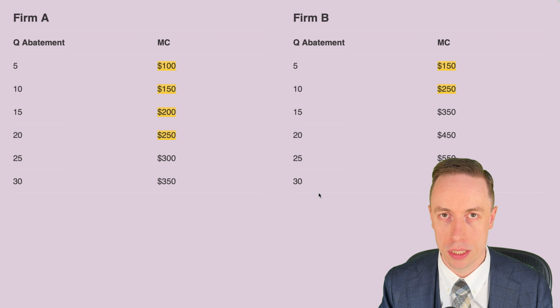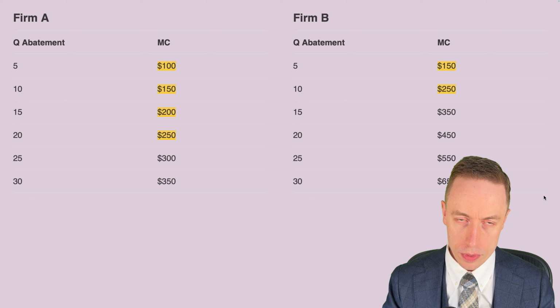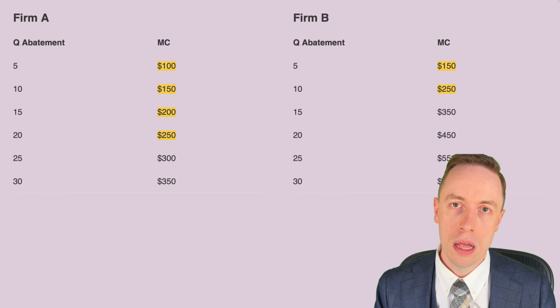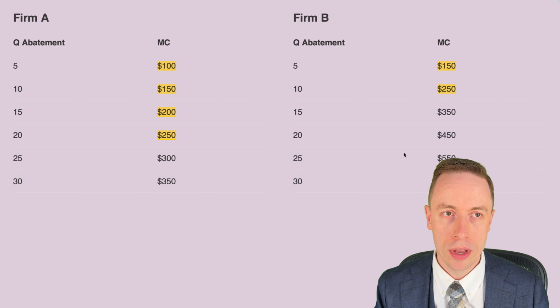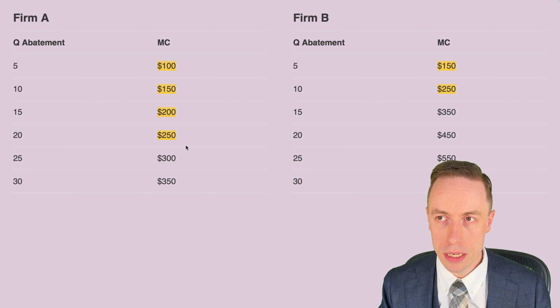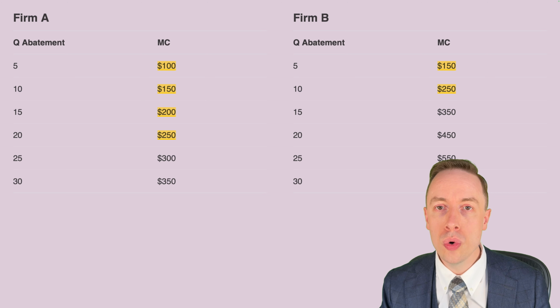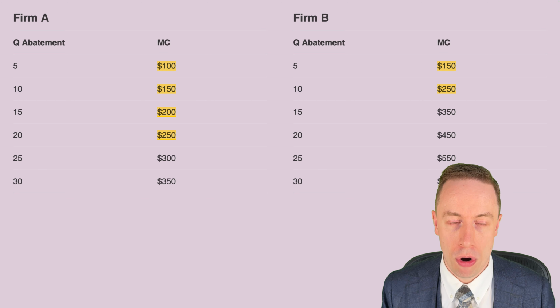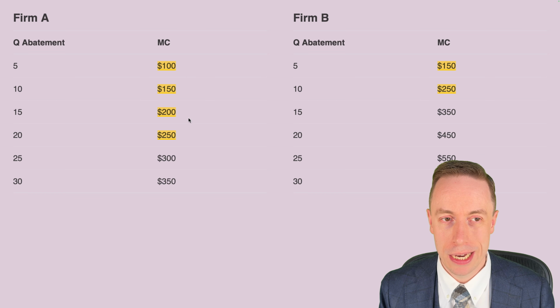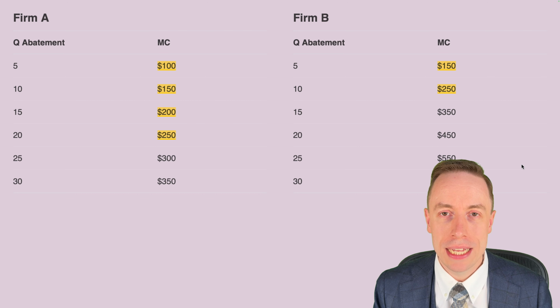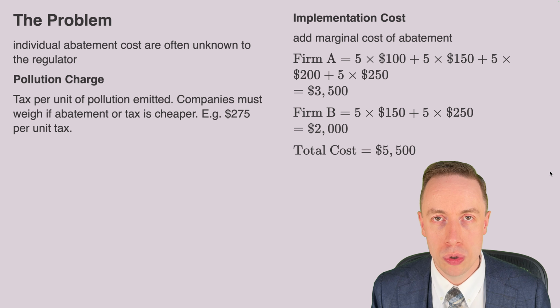But as I promised, we're immediately starting out here with a tax number that gets the job done. Let's see how much pollution is getting cut. 5, 10, 15, 20, 25, 30 units are still getting cut. Crucially, what changes is who does how much of the cutting. Firm A, which has the cheaper cost of cutting, cuts more. Firm B cuts back.